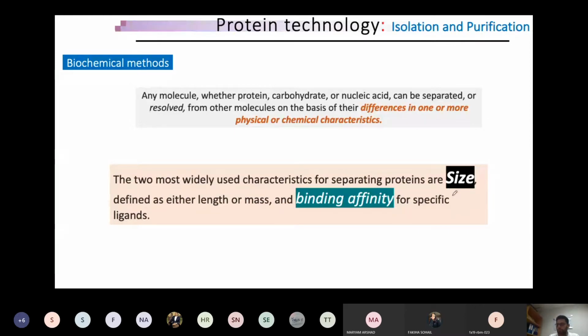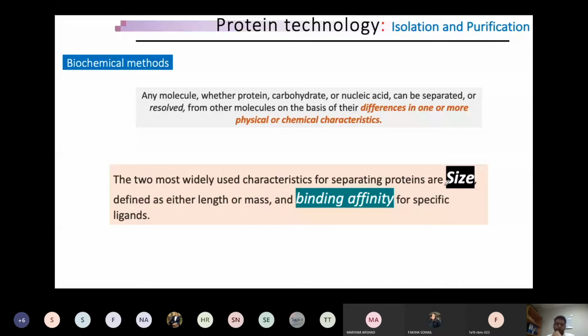It's impossible that all the proteins could have the same size. Why? Because all the proteins have different amino acid numbers. So of course they have different amino acid numbers, and they have different sizes. So you could make a plan to separate larger protein from smaller protein, or from the very small protein.